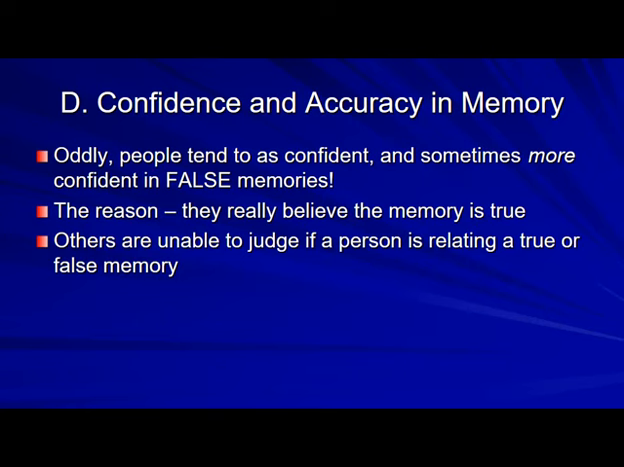A couple final notes in this sort of applied area. Confidence is one of the main things a jury looks for. Were they confident in their memory? Were they really sure of it? The problem is that confidence and accuracy aren't particularly related to one another. People are as confident in false memories as they are in true memories. And the reason for that is they're not lying. They have a very clear memory. It's just wrong. That's all.